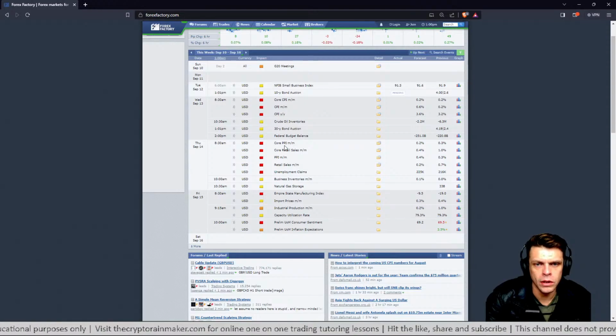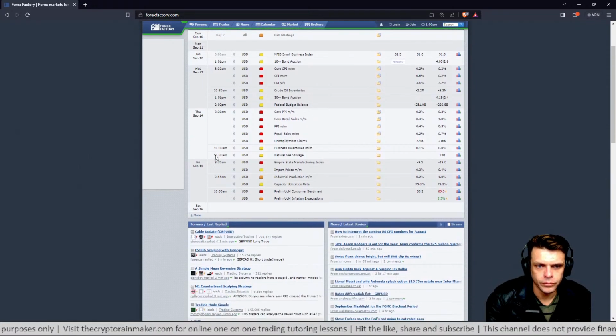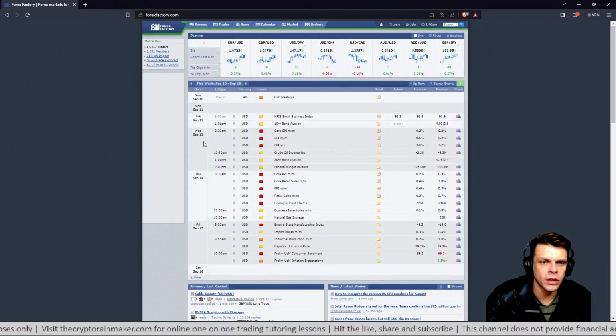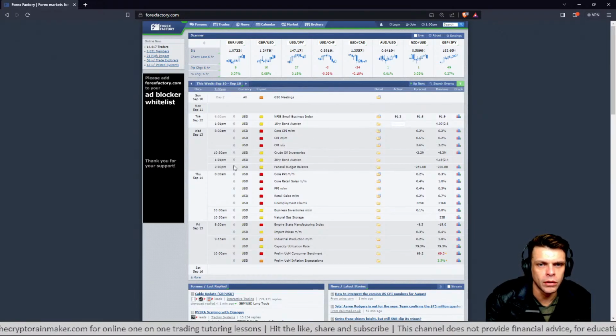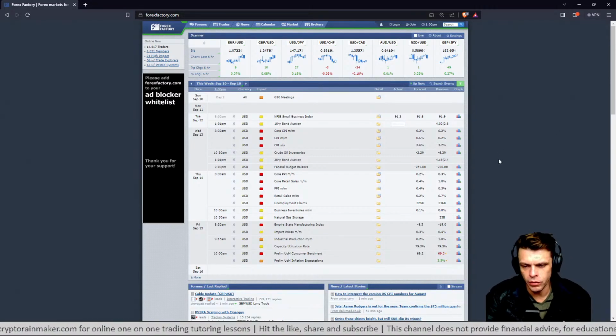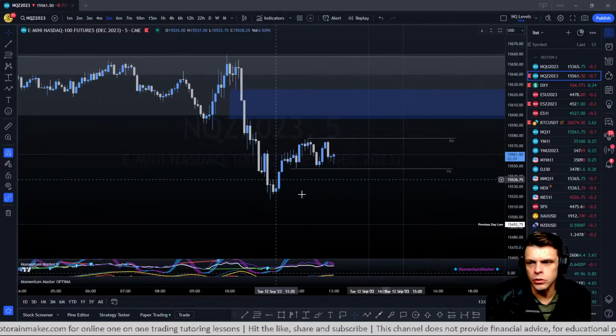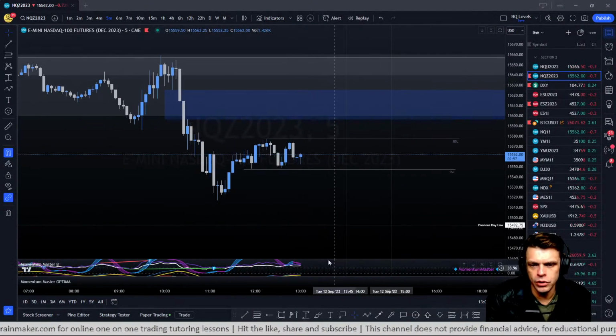And then on Thursday we have core PPI, so also high impact news events at 8:30. And then on Friday the same. So lots of volatility for the rest of the week. So let's definitely make the most of that, but be responsible, obviously. But there's definitely going to be a bit of volatility in the market from tomorrow. So I'm definitely excited for that. So I just wanted to bring that to everyone's attention.